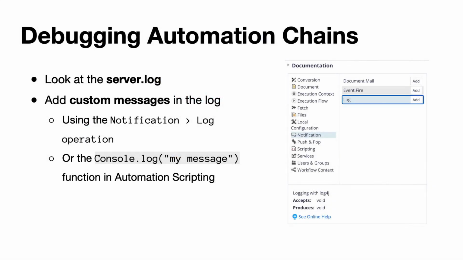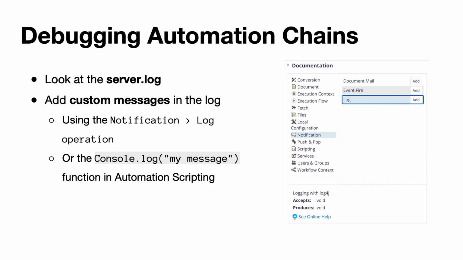Let's see now how to debug an automation chain and an automation scripting. You cannot perform debugging like inside an integrated development environment. So you cannot set any breakpoint, do step in, step out. In case of error, you have to look at the server.log file, which default location is under Nuxeo home log server.log. In many cases, when an automation chain fails, the log tells you exactly where your chain crashes and why at a glance. You can add custom messages in the log using the notification log operation or by using the console.log function inside automation scripting.